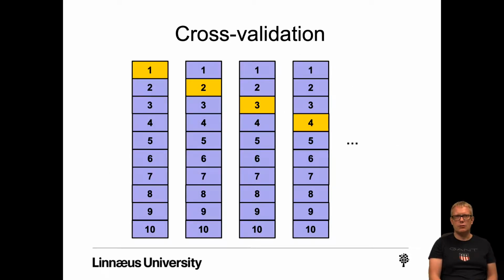So in the first iteration here, we have divided the dataset into 10 buckets, and the first bucket, number 1, is used for testing and the rest for training. In the second iteration, bucket 2 is used for testing, the rest for training, and we continue until we have used all the 10 buckets for testing.